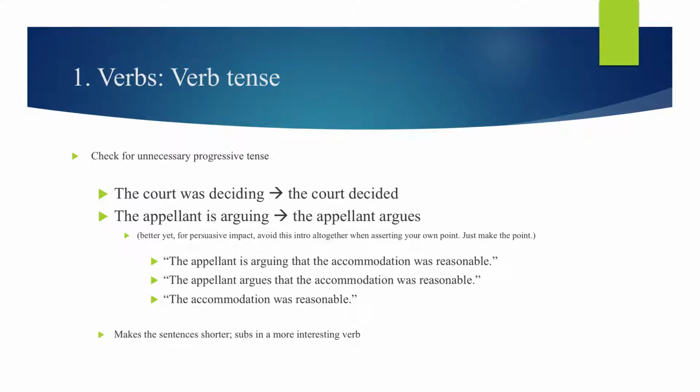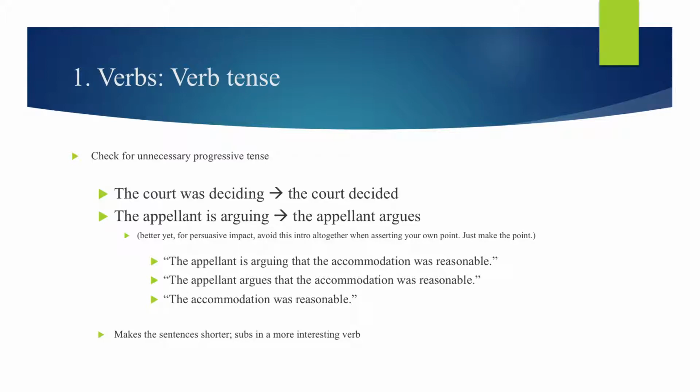They're not actually interchangeable with the present simple or the past simple tenses, though they sometimes get used as if they were. And this construction happens to be a bit wordier anyway, at least by 1 word, but every word counts. So here, this first replacement switches the verb tense. The court was deciding. That's the past progressive. Just say the court decided. It's shorter by 1 word.